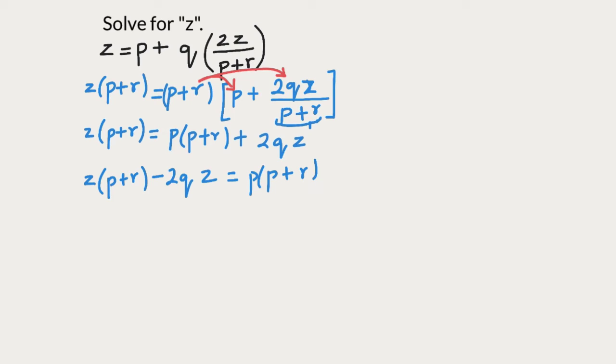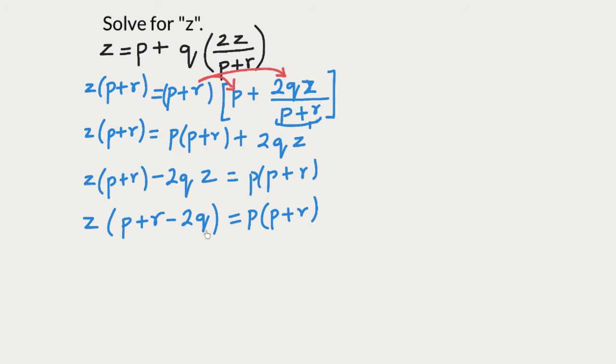Let us factor out z on the left hand side. We are left with z times p plus r minus 2q equals p times p plus r. Now z is being multiplied by the quantity in parentheses, p plus r minus 2q.